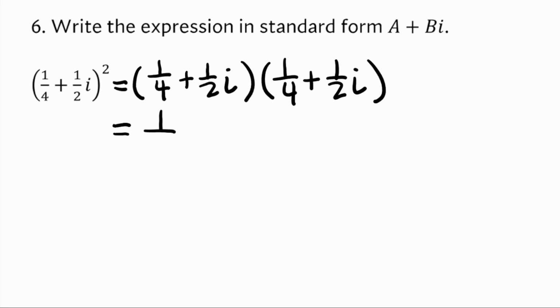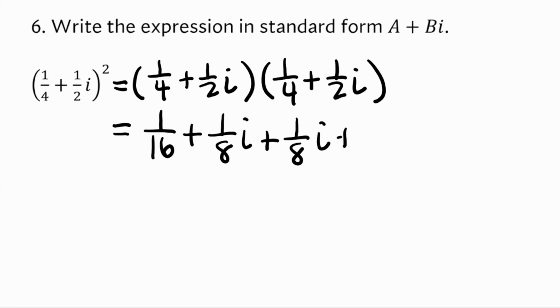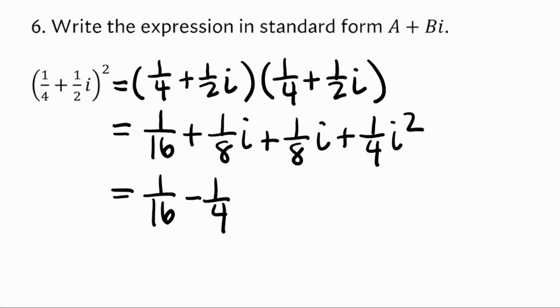1/4 times 1/4 is 1/16. 1/4 times half of i, that would be 1/8 of i. Half of i times 1/4, that's also going to be 1/8 of i, and 1/2 i times 1/2 i is positive 1/4 of i squared. Okay, so that'll be 1/16. i squared is -1, so minus 1/4, plus 1/8 of i, plus another 1/8 of i.